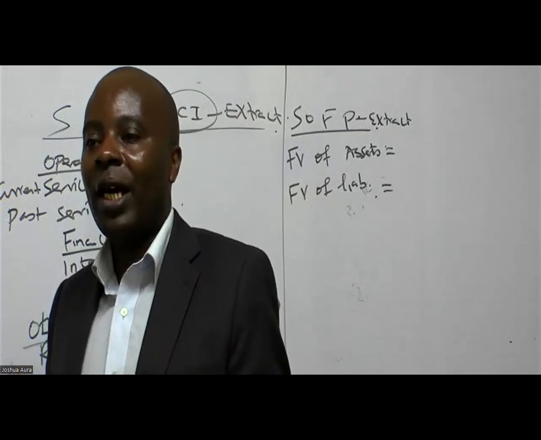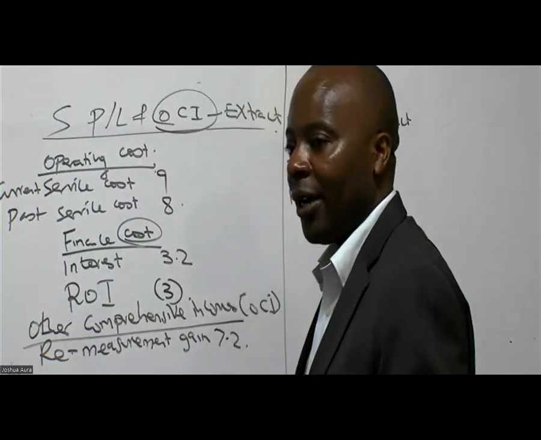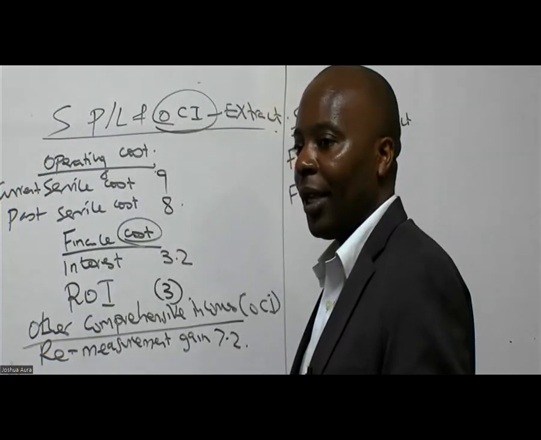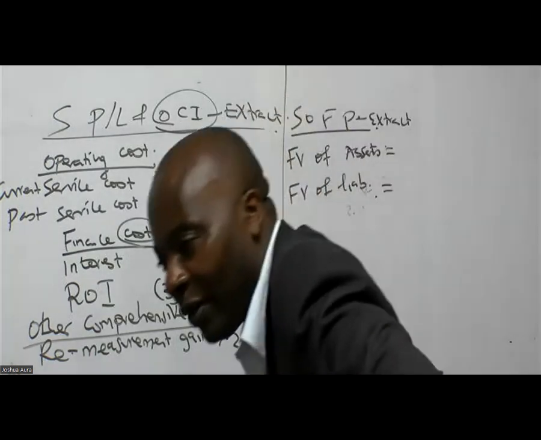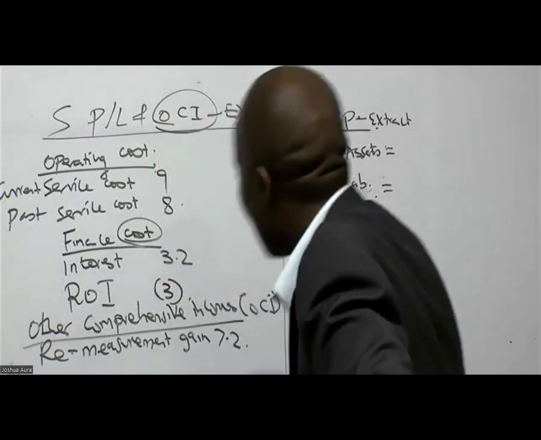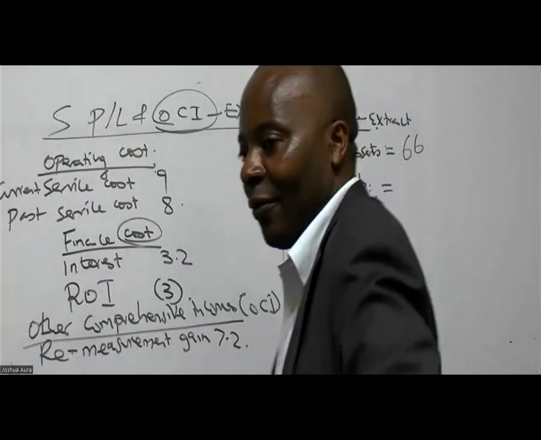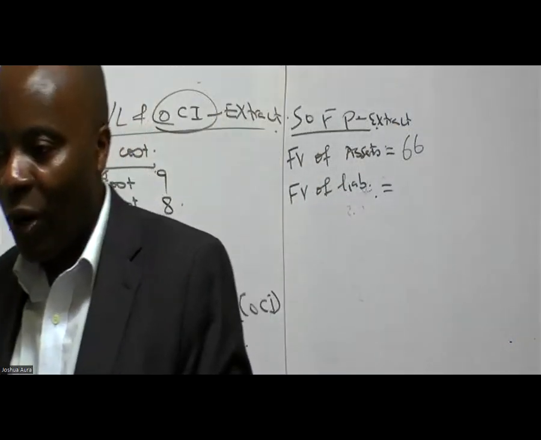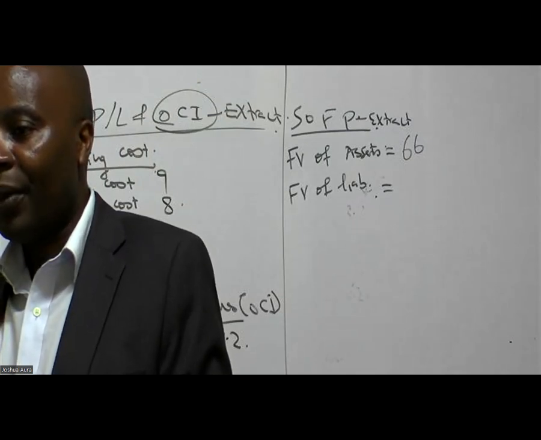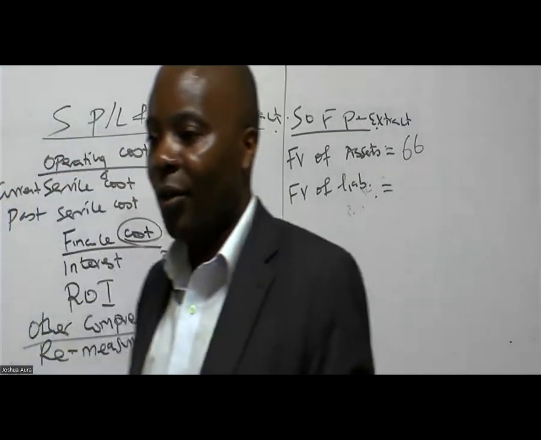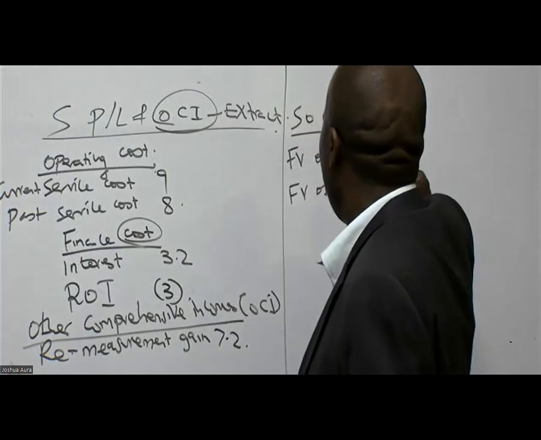Right? So fair value of assets, ladies and gentlemen, are you able to see the fair value of assets here? So fair value of assets, 66. And the fair value of liabilities, fair value of liabilities carried forward. Remember the figures that we carried forward. The fair value of liabilities, what are you able to see there? 75.